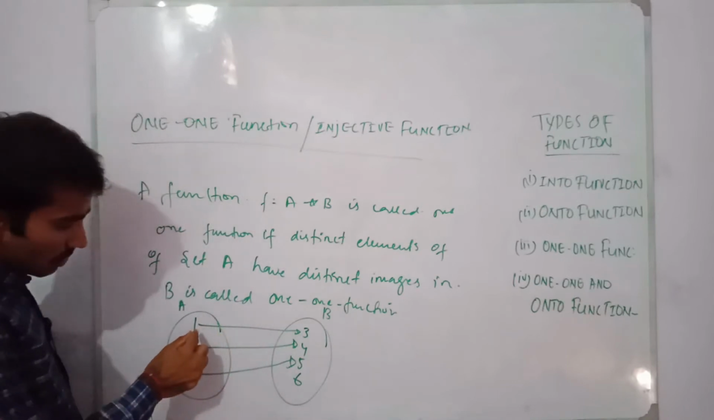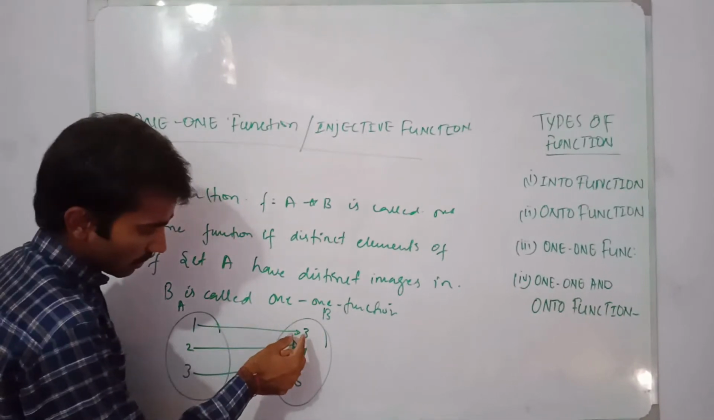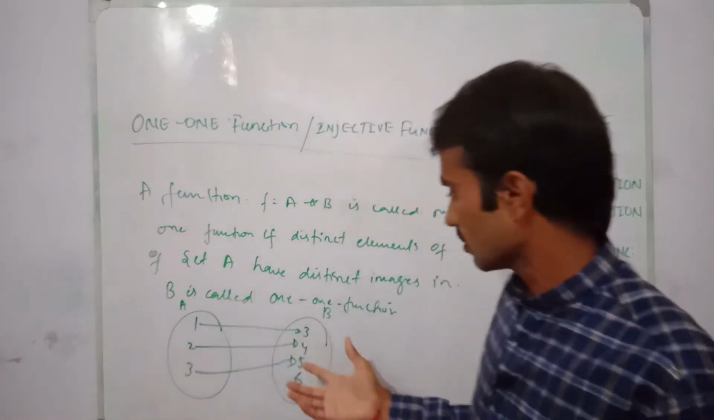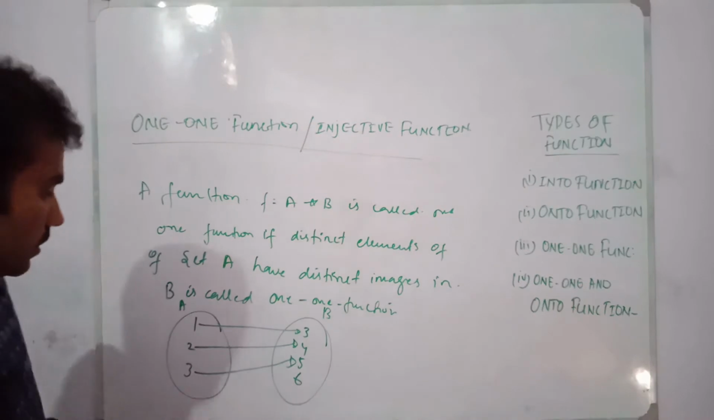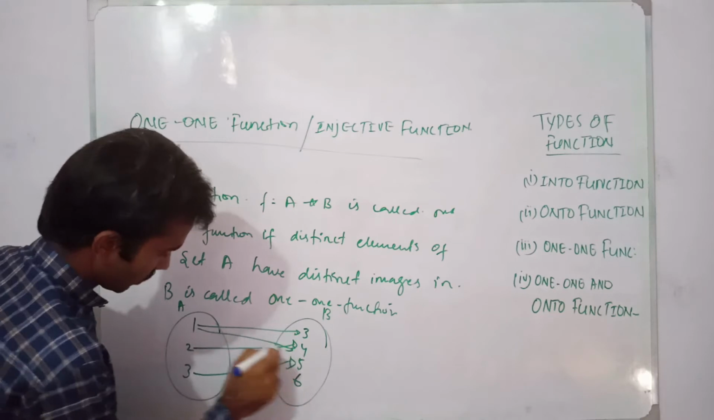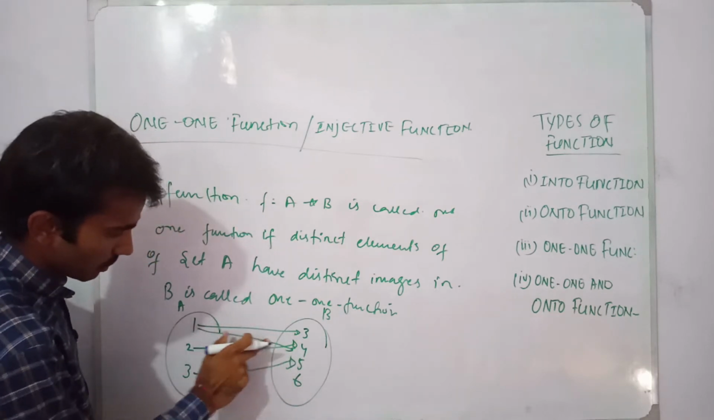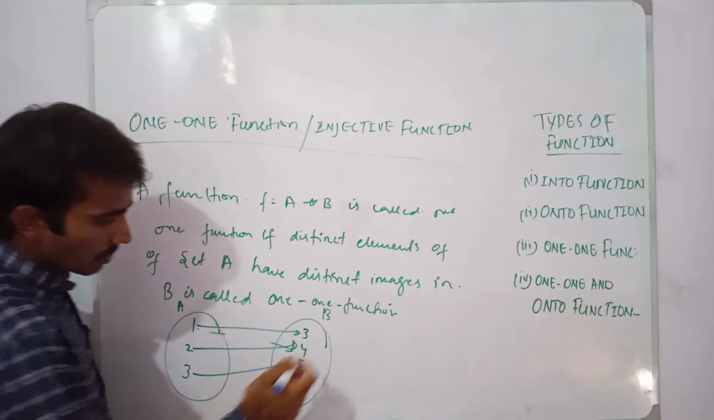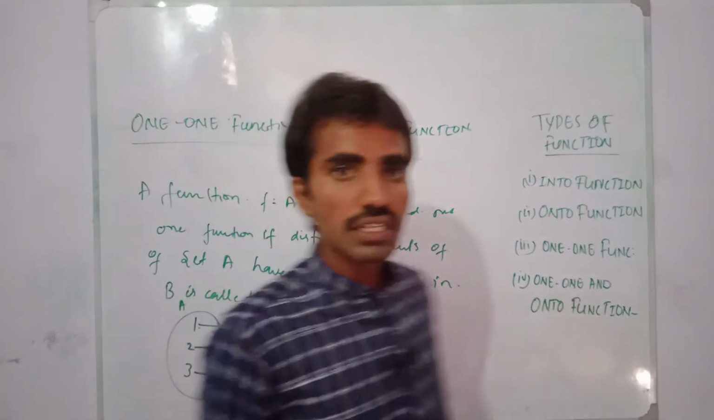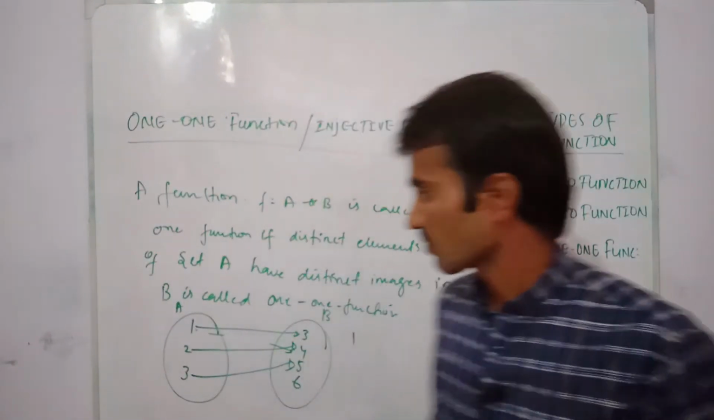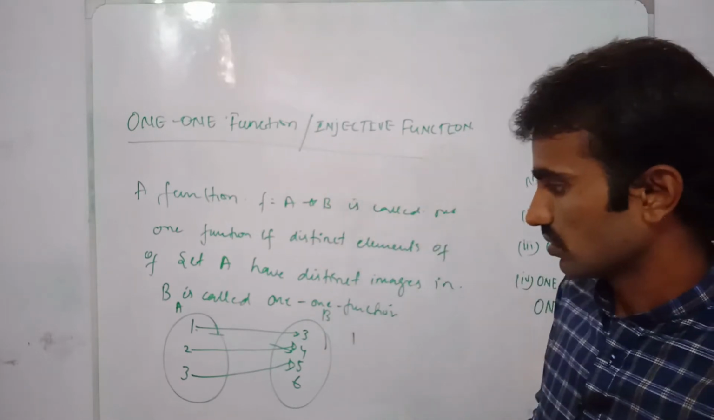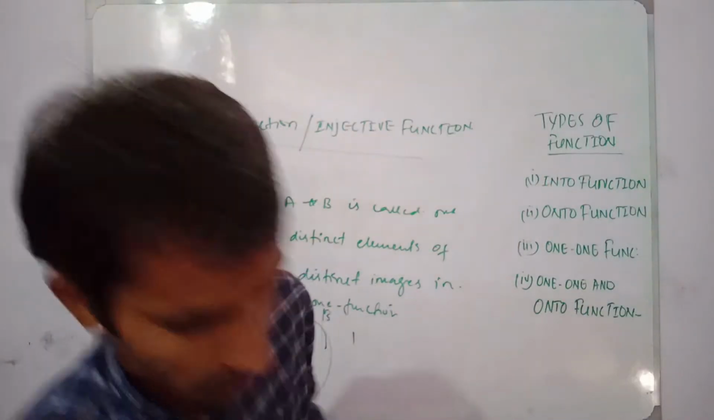So only one element is mapped with 3, so it will be once. It will not be repeated. I can say that one cannot be mapped from two elements, meaning at a time one cannot come from two. And we can also say that the elements of set B are pre-imaged with A once. So that is all about the one-one function, and also we call it injective function.